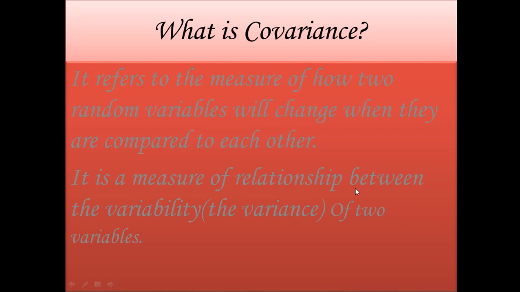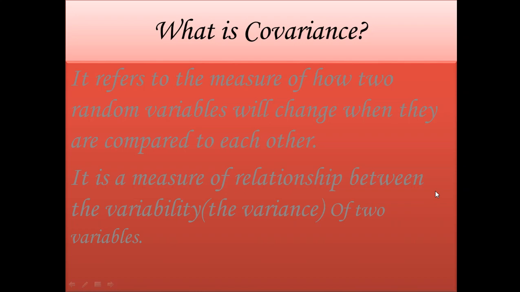It is a measure of the relationship between the variability of two variables. Variability means the variance of the two variables. When we used the variance, it was of only a single variable, a single array. But in calculating the covariance, you should have two variables, and how the two variables vary with each other will be compared through covariance. So this is how you will write in the copy about what covariance is. This is the definition.